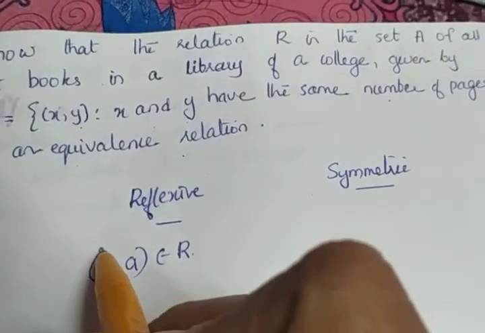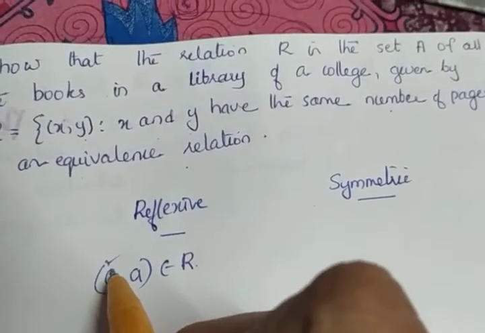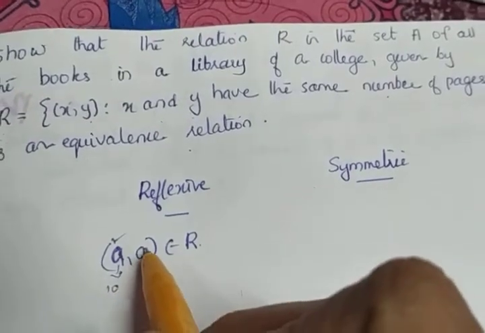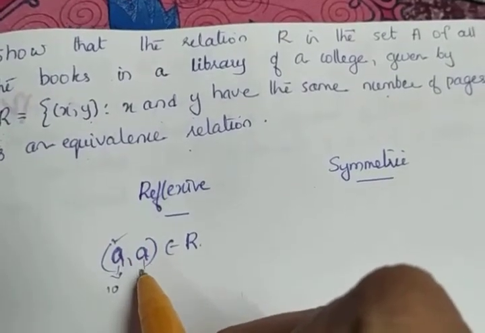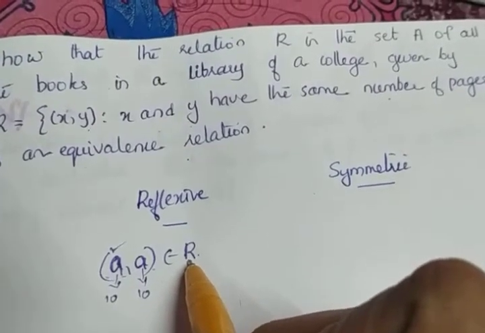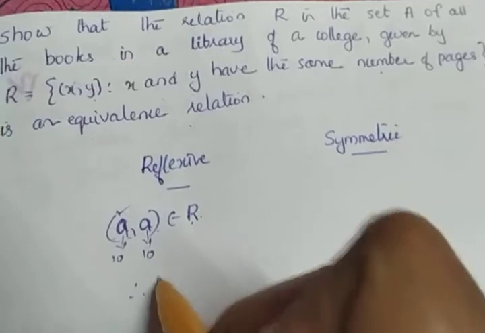If I am taking a book named A, suppose it has 10 pages. Then the next A will also be the same book, which has 10 pages. That means (A, A) is an element of R. Okay, therefore R is reflexive.